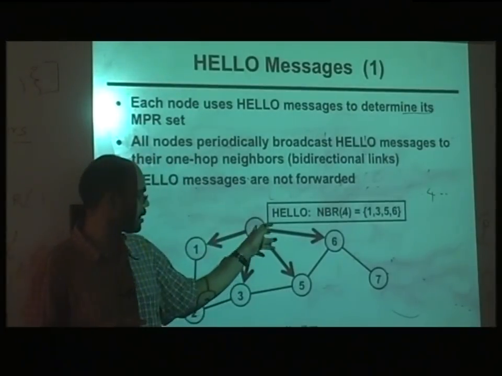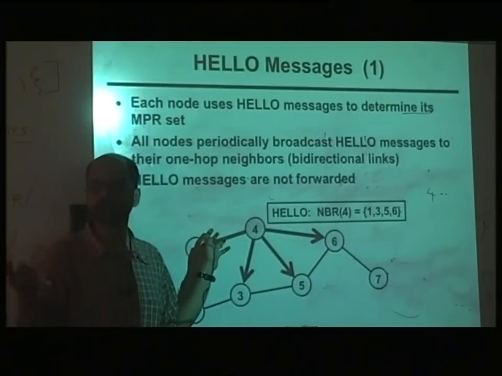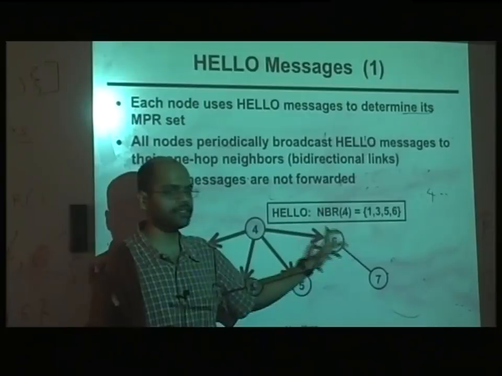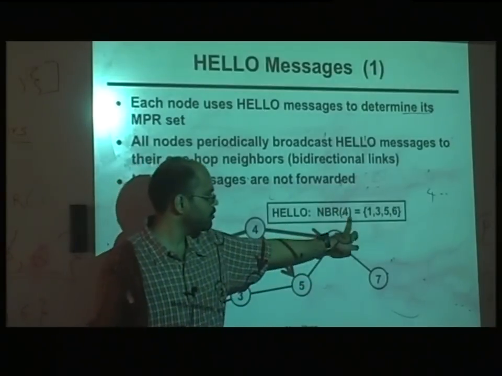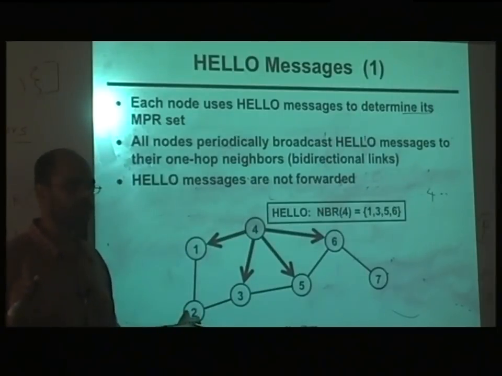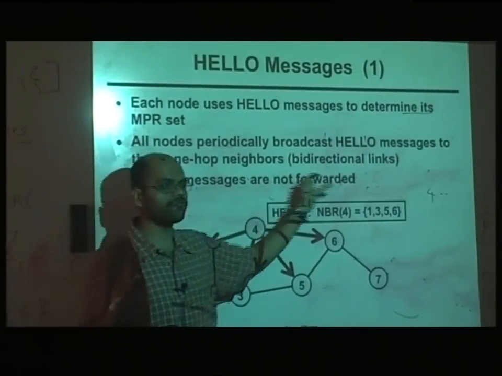So 4 will learn that I am connected to 1. I can hear hello from 1, I can hear hello from 3, from 5, from 6. So 4 will say my neighbors are 1, 3, 5, 6, because it's not hearing 2. And the reason is hello messages are not forwarded.